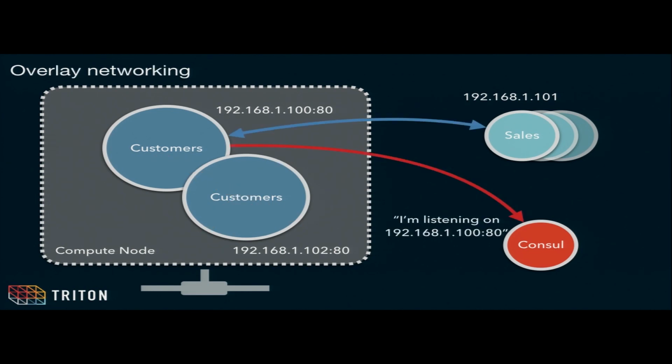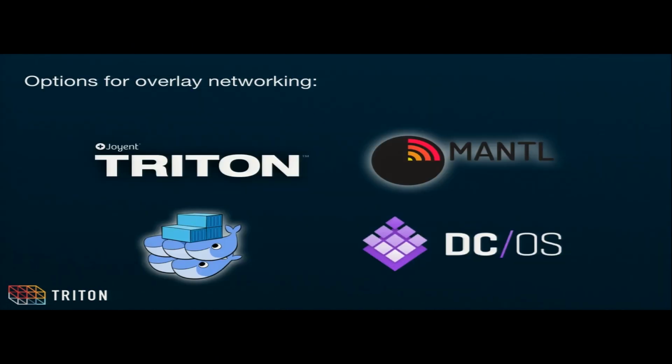So VXLAN and other forms of overlay networking do this, right? Each container gets its own virtual IP address, and that virtual IP address is addressable on the network. So this customer gets 192.168.1.100, and this one gets 192.168.1.102, and that works just fine. There are some options for that.